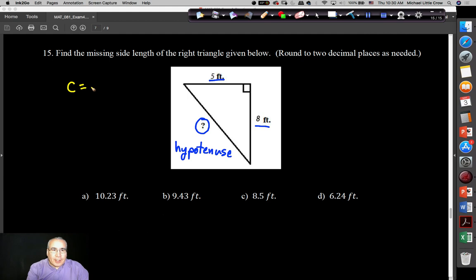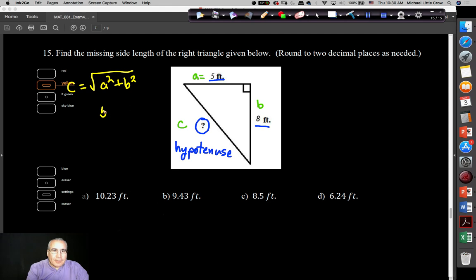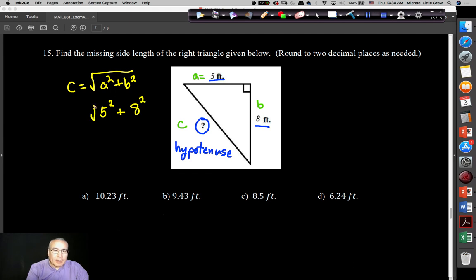We're looking for c, so this formula we're going to use a squared plus b squared and take the square root. So we could call this first part over here a, we could call this b, and this becomes c. Okay, so we're going to take a, which is 5 feet, and square it. We're going to take the 8, square that, and then we will take the square root of the result. That gives us our missing piece.